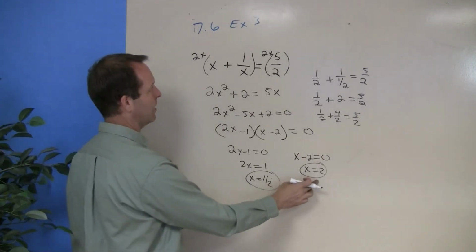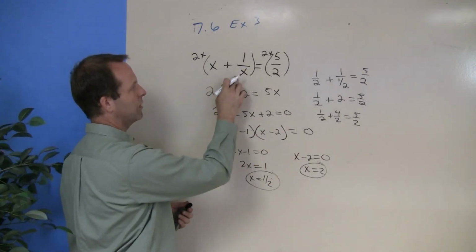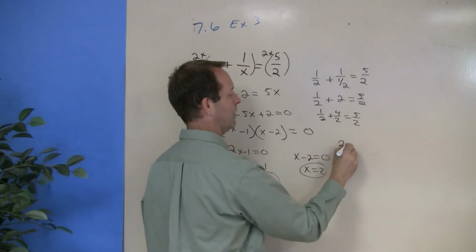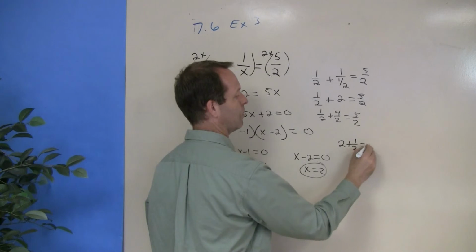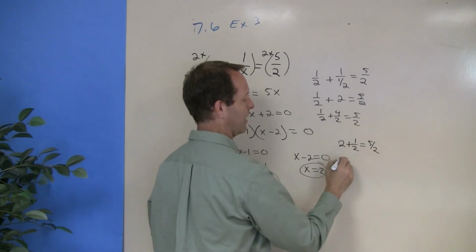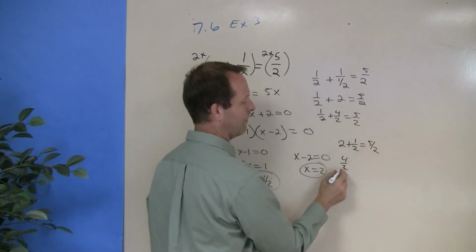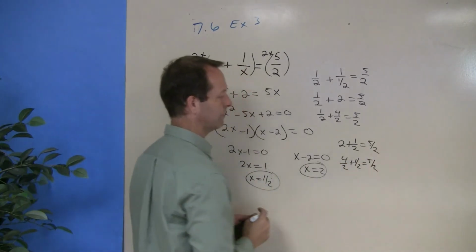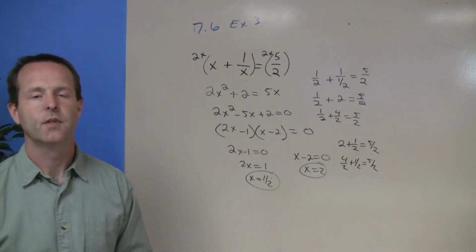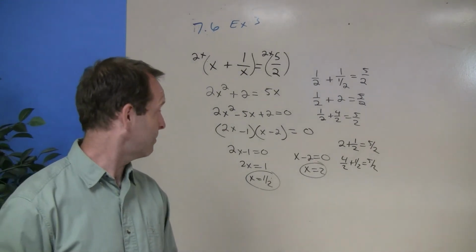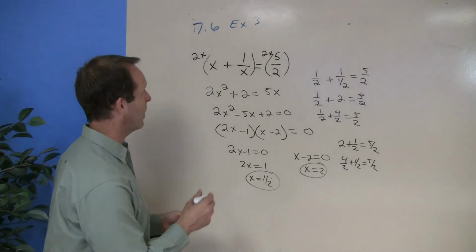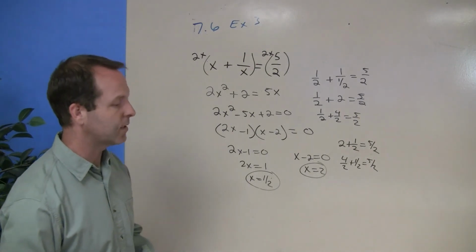And then if I put 2 in the equation, 2 plus 1 over 2 equals 5/2. 2 plus 1/2 equals 5/2. That's 4/2. 2 is the same thing as 4/2 plus 1/2 equals 5/2. And that's also true. So as I check both those solutions, I found them both to be true. Therefore, I have found the 2 correct solutions for this particular example.